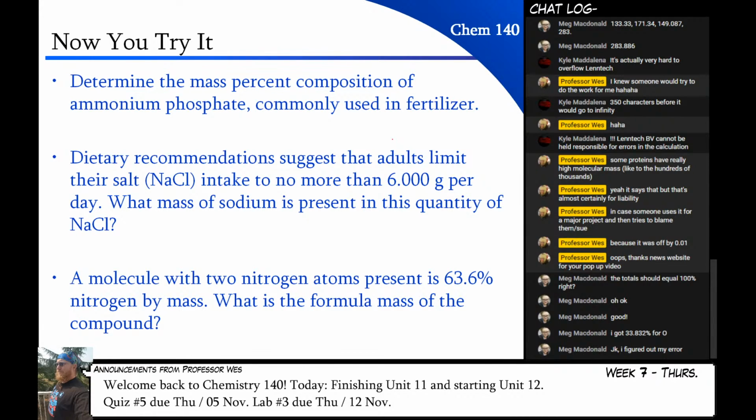Ask me questions in the chat. Let's number the problems so that we can refer to them in a more simplistic manner here. Try these 3 problems. When you get the answer, put it in the chat. If you get stuck, ask me a question about it. I'm happy to help you.